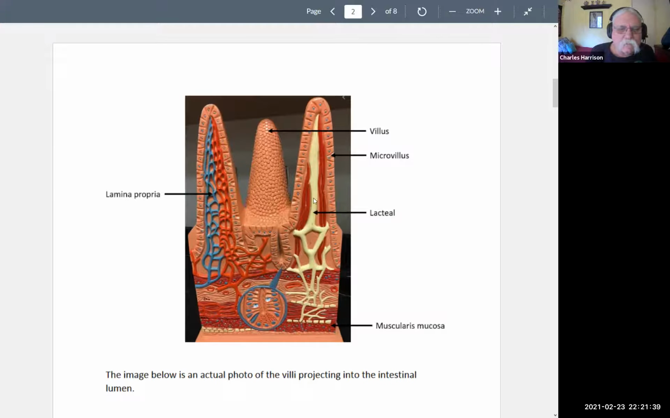On the other villus over here, which was cut at a different spot, there's a larger collecting tubule inside called a lacteal. The lacteal absorbs that emulsified fat that we talked about last time, takes it out of the small intestine, and the fat enters into the lacteal.